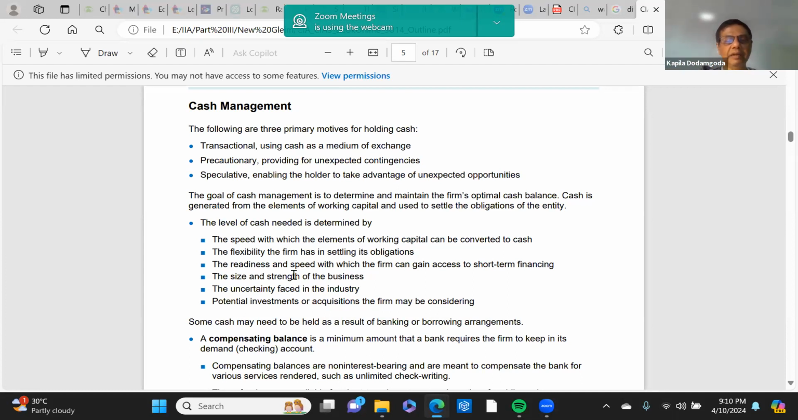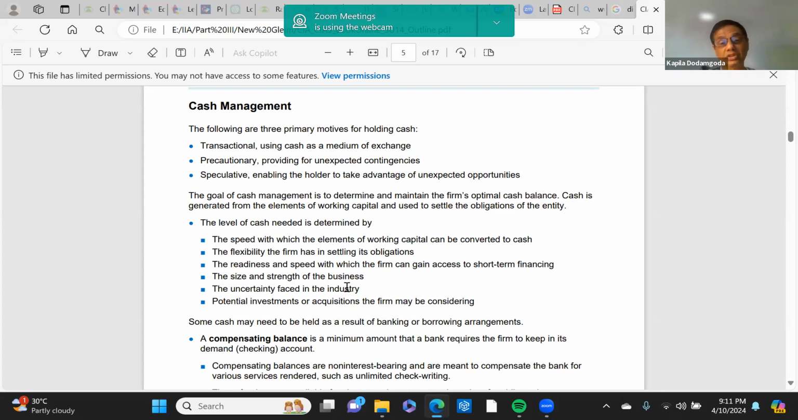On the other hand, there is the readiness and the speed with which the firm can gain access to short-term financing. In some businesses, whenever you need it, probably because of the size of the business or whatever the scenario, if you want short-term financing, you can quickly go and get it from the banks. In some businesses, you need cash and it takes time, either because of your reputation or the industry or the situation, you need time to get access to short-term funding. So depending on that, the cash balance you are required to maintain will differ.